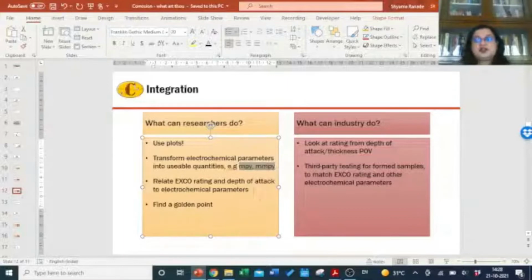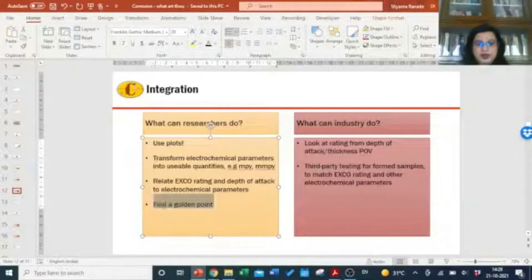What you can actually do as a researcher is transform this and do the exfoliation testing and relate your depth of attack and the electrochemical parameters to the EXCO rating that you have got, so that when researchers decide to relate the ratings to the depth of attack or try to quantify the ratings, those quantities can be included in the standards and then used in the data sheets. So, it is best to find that golden point.